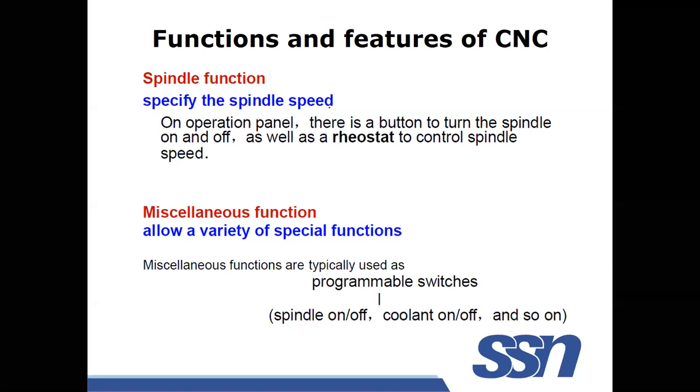So, spindle functions. Here, spindle speed can be adjusted according to the requirement. There will be a set of rheostats. By changing the resistance, we can vary the spindle speed. Other miscellaneous functions you can see are spindle on/off, coolant on/off, etc. These we have to set in the programming. This portion also we are going to discuss in unit 5.